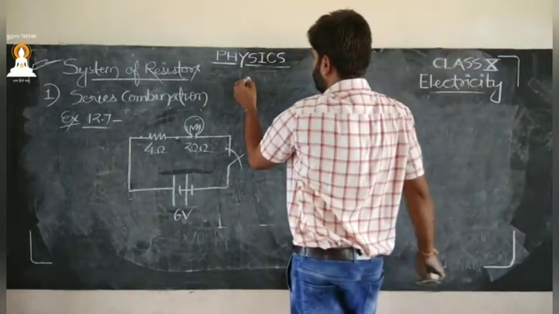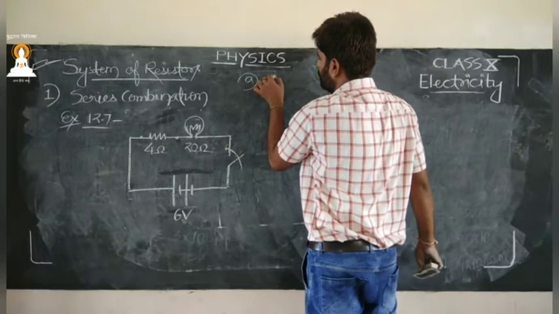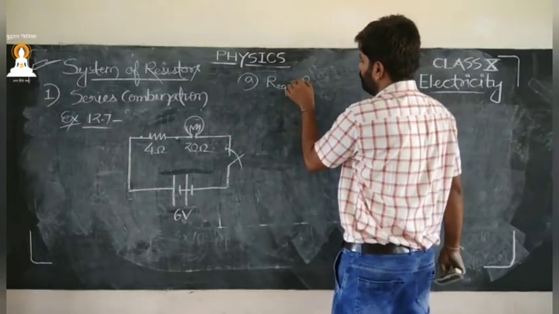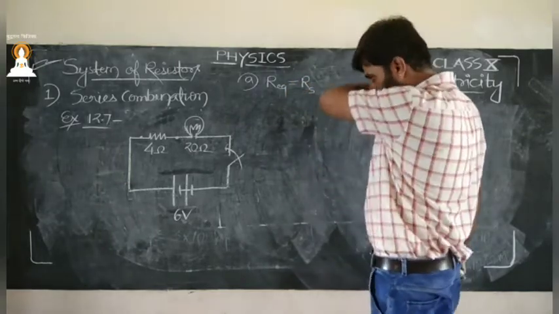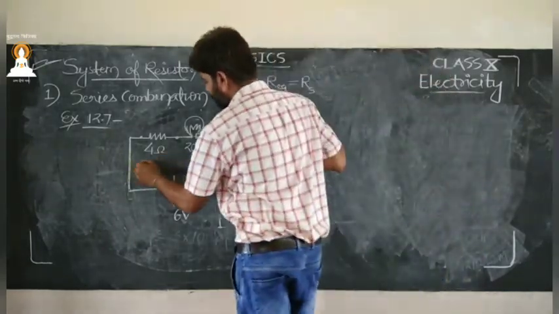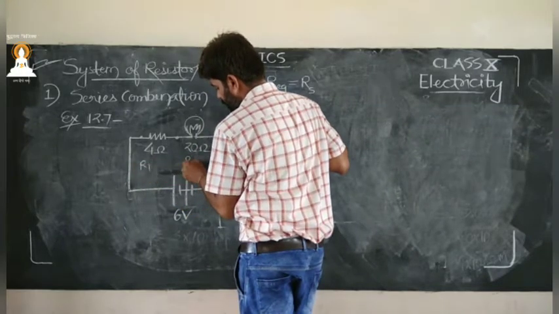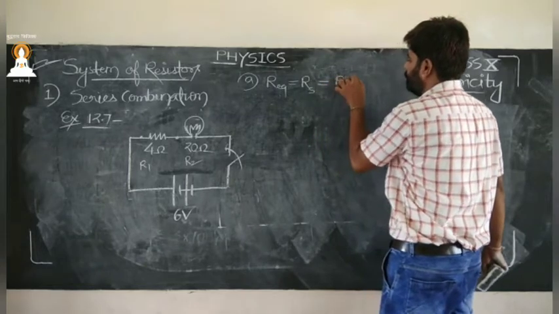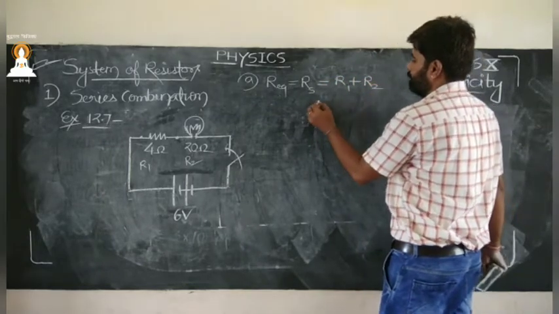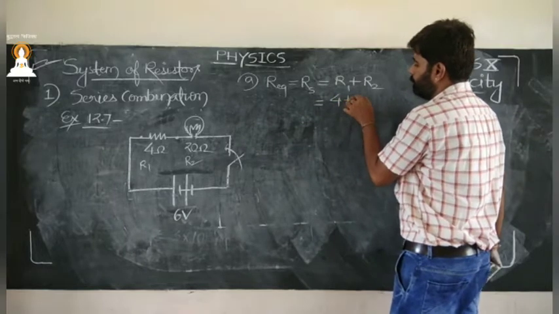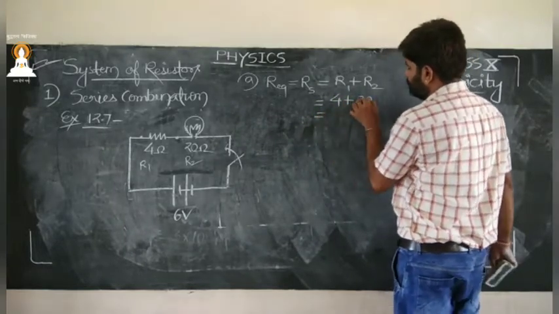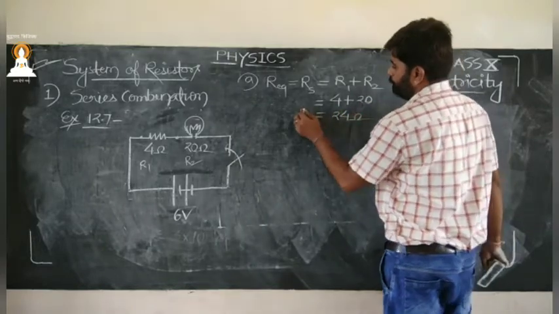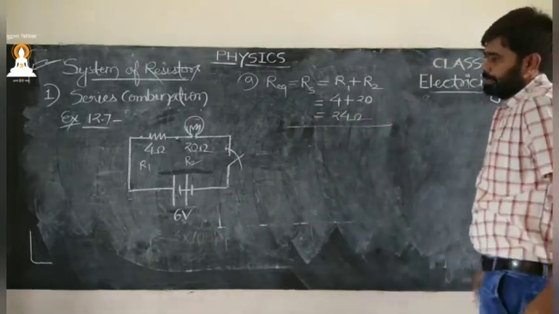Now A part, total resistance. Total resistance means R equivalent here, that will be RS. Very simple. Say this is R1 and this is R2. So RS will be equal to R1 plus R2, that is equal to 4 plus 20, which is 24 ohm. So this is the first part, that is the equivalent resistance.